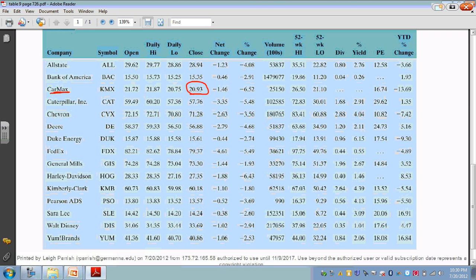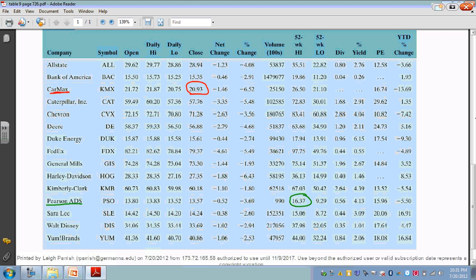What if I wanted the 52-week high for Pearson? Here's Pearson, and up here at the top, you'll notice 52-week high, 52-week low. So the 52-week high is $16.37.